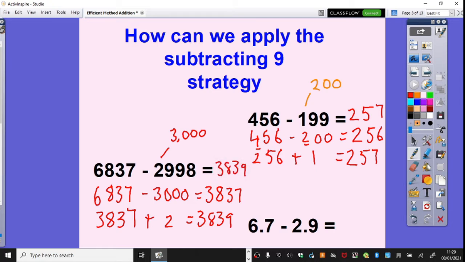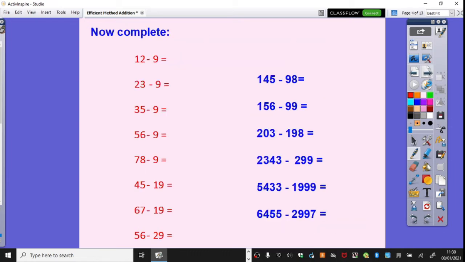And finally then, for those of you that would wish to have a challenge, we've got 6.7 take away 2.9 here, which is close to 3. So we're going to do 6.7 take away 3 ones, which is equal to 3.7. But we've taken away 0.1, a tenth too much, so we need to add it back on. So we get the answer of 3.8 there.